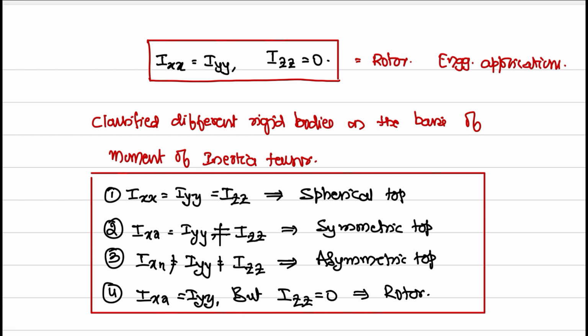Ixx is equal to Iyy. If they say that it's an asymmetric rigid body, then you can say that in all the three directions Ixx is not equal to Iyy is not equal to Izz. If it is symmetric, Ixx is equal to Iyy, that is not equal to Izz, it is a symmetric top. Then spherical top means a cube also comes under spherical top. Please see that.